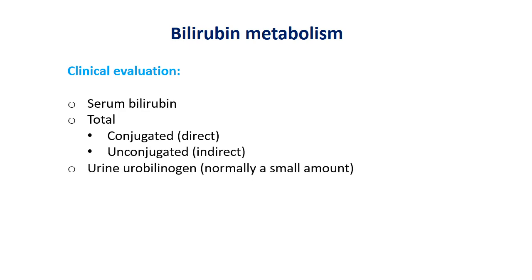Bilirubin metabolism. Clinical evaluation. Serum bilirubin: total, conjugated (direct), unconjugated (indirect). Urine urobilinogen, normally a small amount. Bilirubin in urine, conjugated, normally absent.